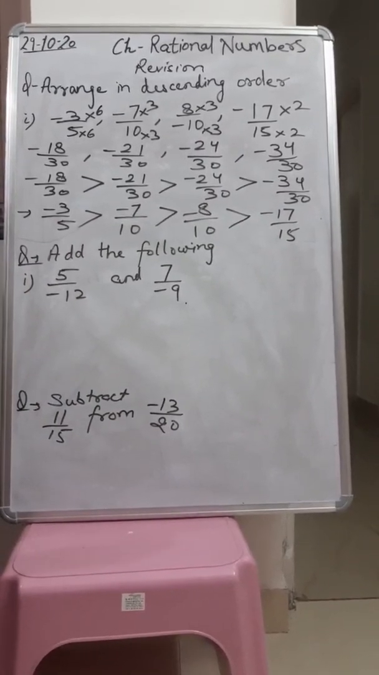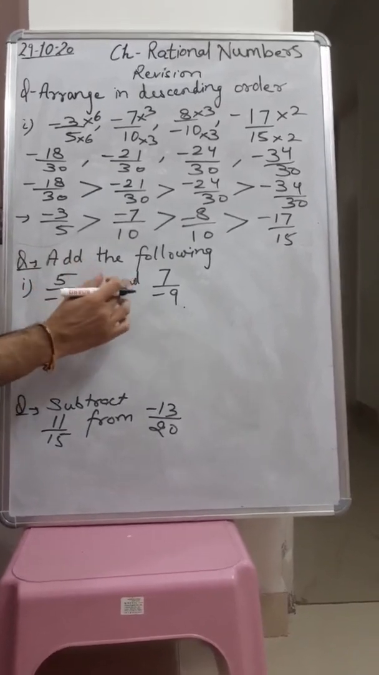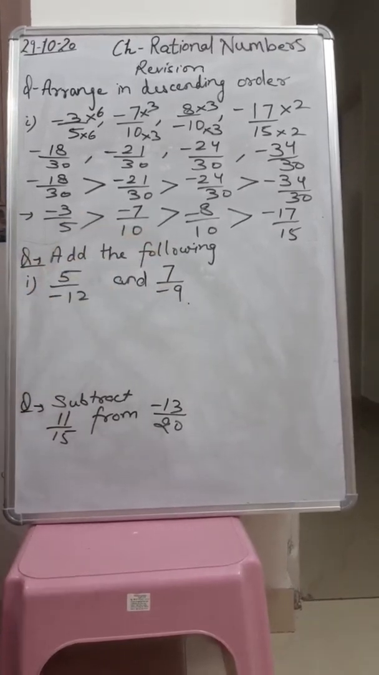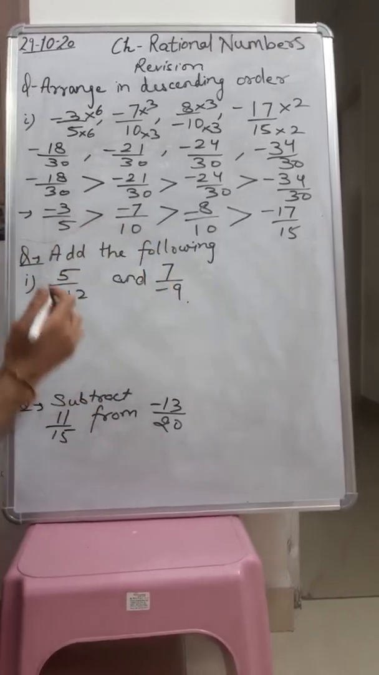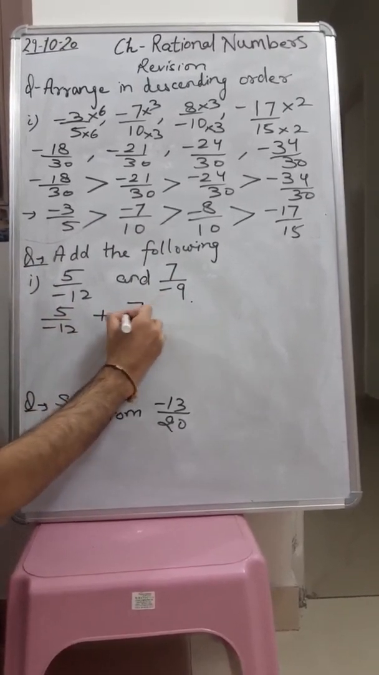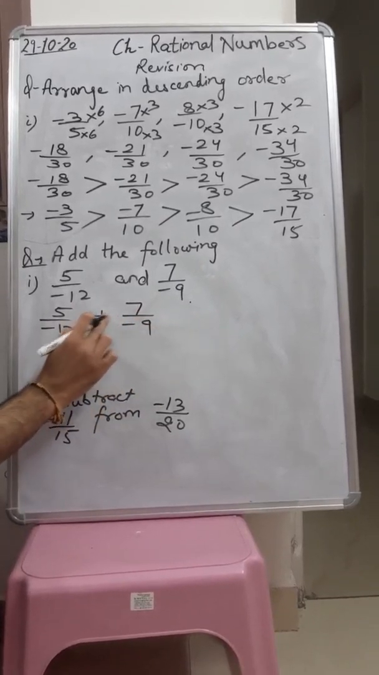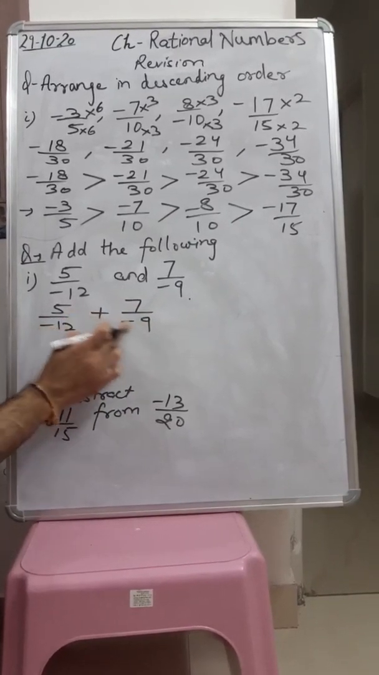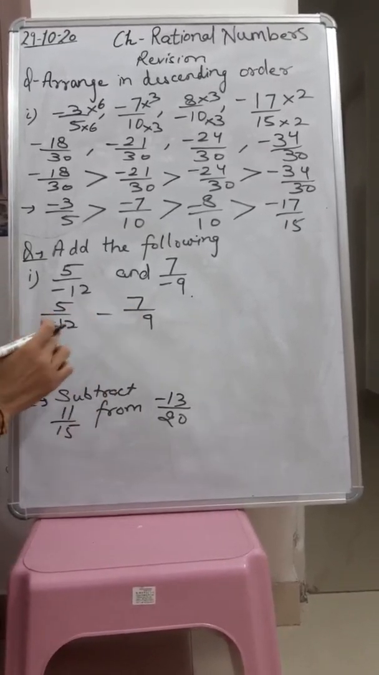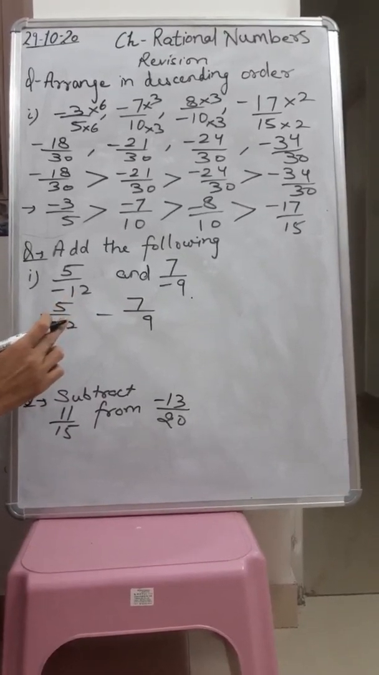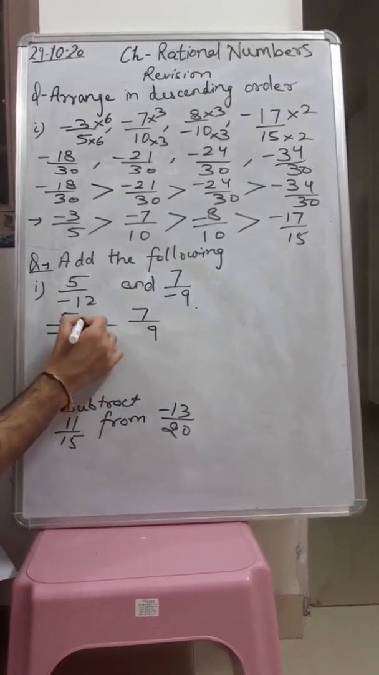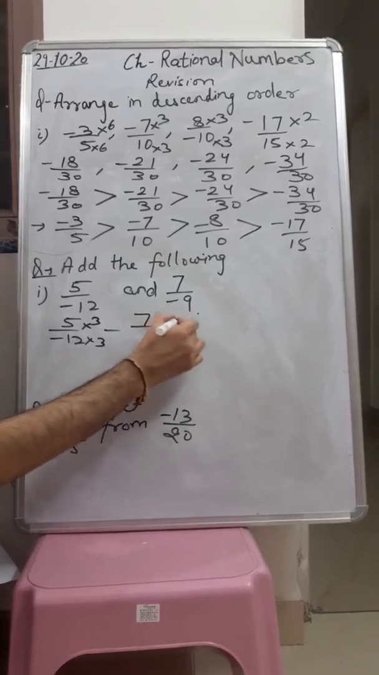So now the next question is add the following. Here we can see that there are two rational numbers, 5 upon minus 12 and 7 upon minus 9. We have to add these two. So when you open this bracket, plus minus becomes minus. So that means both are negative. So the LCM of 12 and 9 will be 36. LCM of 12 and 9 will be 36. That means here we have to multiply by 3, here also 3. Here you have to multiply by 4, and here 4.